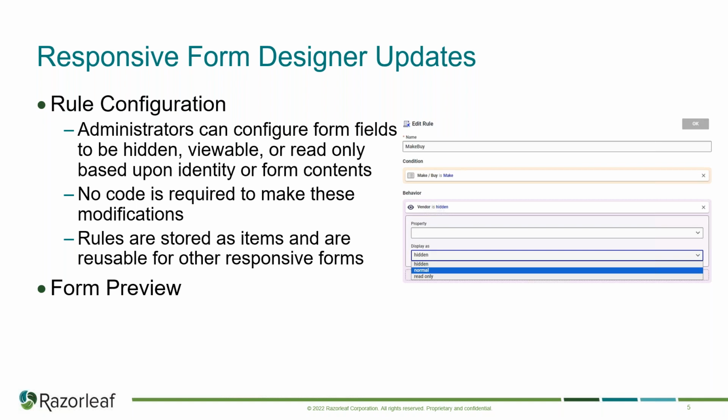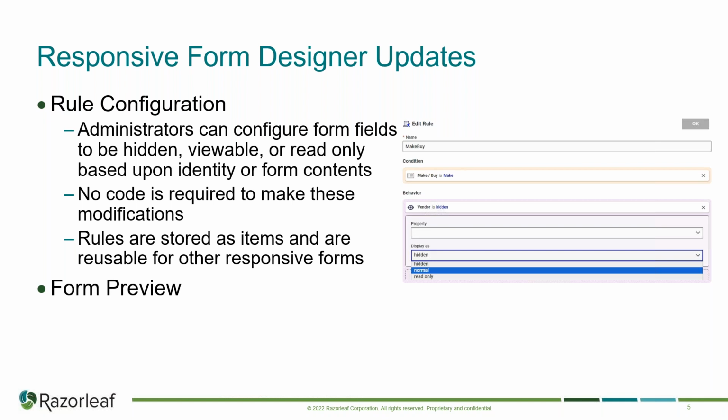A big plus to this, for those of you who maybe aren't the strongest developers and would rather do things as point and click rather than type code, is that no code is now required to make these modifications. So if I wanted to have my vendor hide on make by, it's as easy as selecting that property, that field, selecting my other field and setting it to hidden.